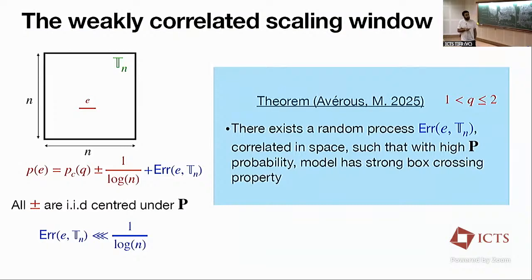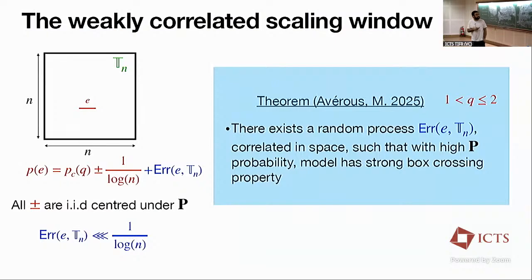And for that, if your q is between 1 and 2, you can go to 1/log n. So you almost reach macroscopic scale. That's the kind of random correction you should put to have a slightly correlated model, but one that remains critical.